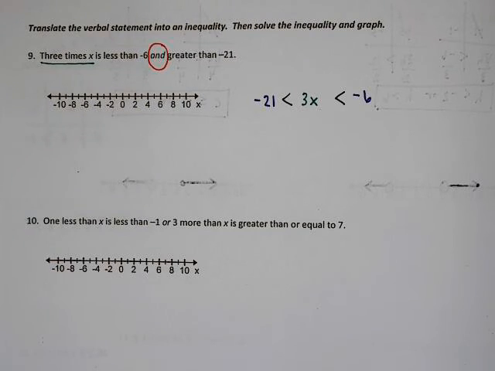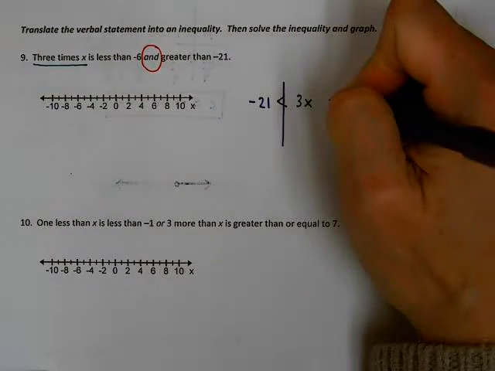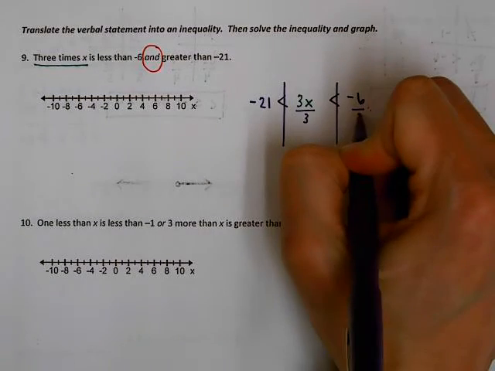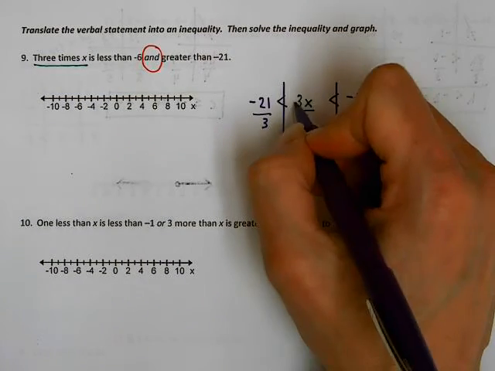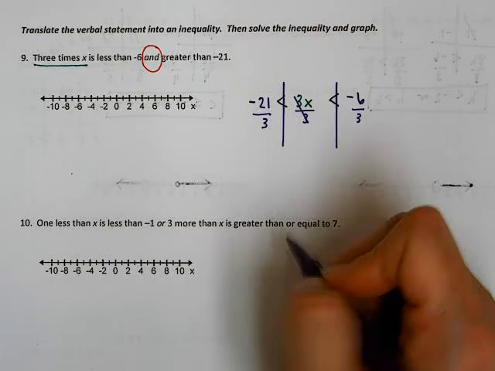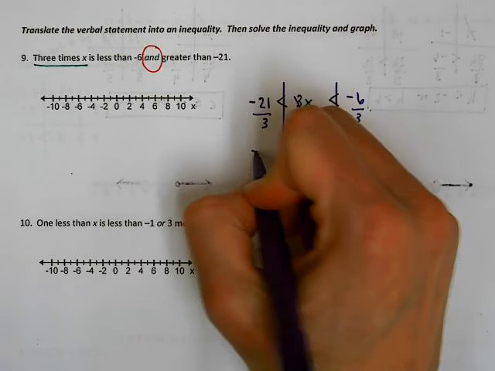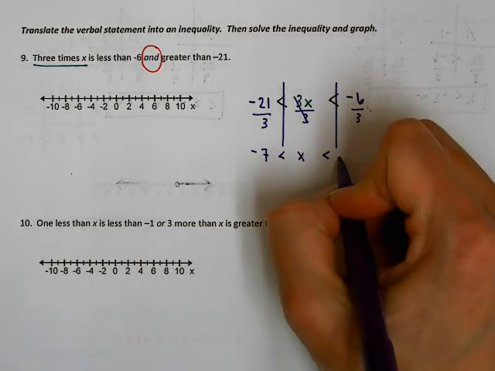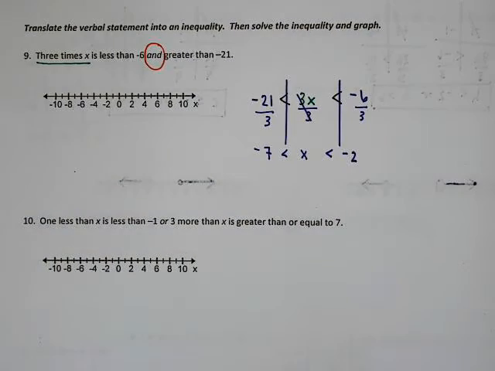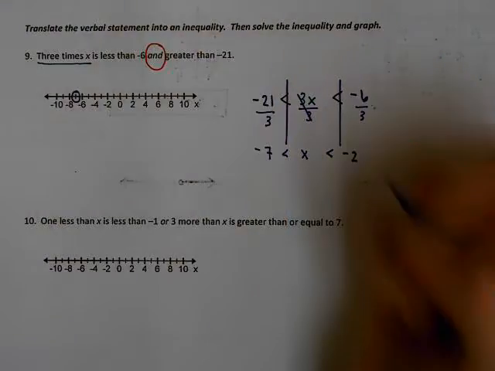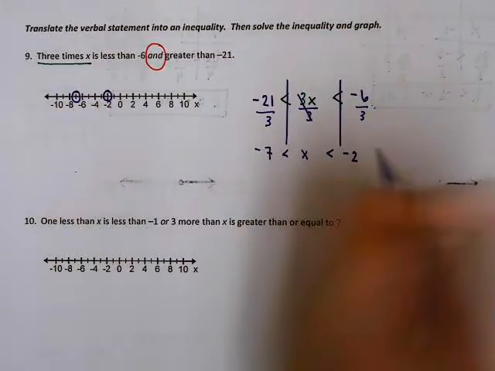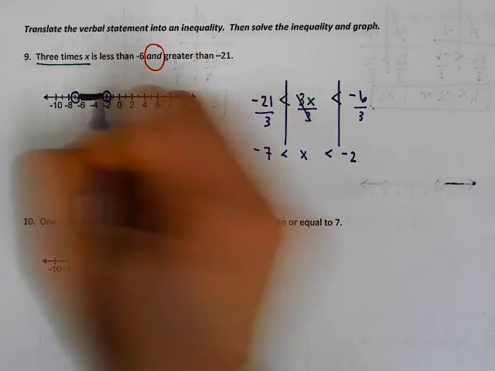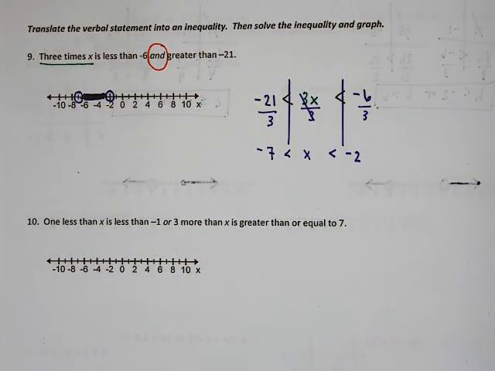So we're going to go ahead, draw our two lines. To get x by itself, I need to divide by 3. And now again, because I'm dividing by a positive 3, I do not flip my inequality. So I have negative 7 is less than x, which is less than negative 2, and I can graph that. Negative 2, and again, sandwiched in between. Just like that x is in between, my shading should be in between.